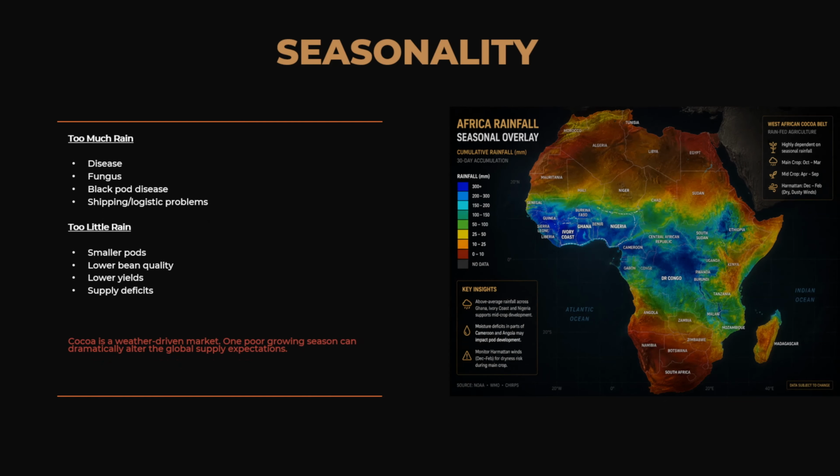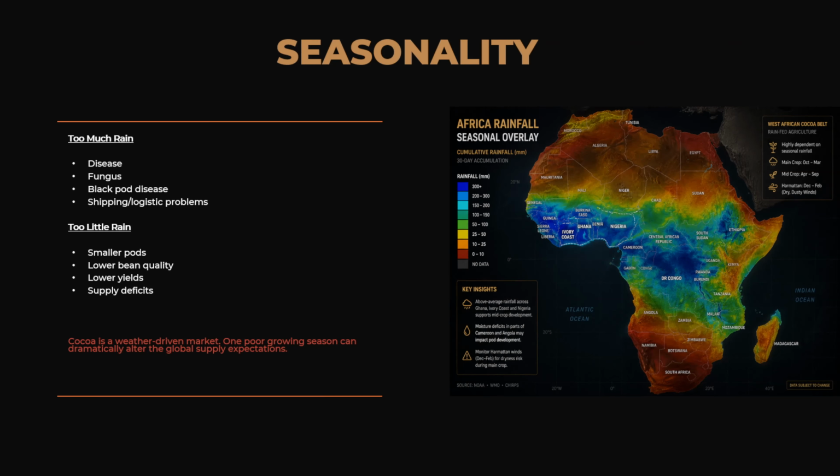We've attached here a guide from a map perspective of the overall rainfall in the African region where cocoa is grown. Too much rain can cause disease, fungus, black pod disease, and shipping logistical problems. Too little rain can cause smaller pods, lower bean quality, lower yields, and supply deficits. In actuality, rain matters, weather matters. Cocoa is a weather-driven market. One poor growing season can dramatically alter the global supply expectation.